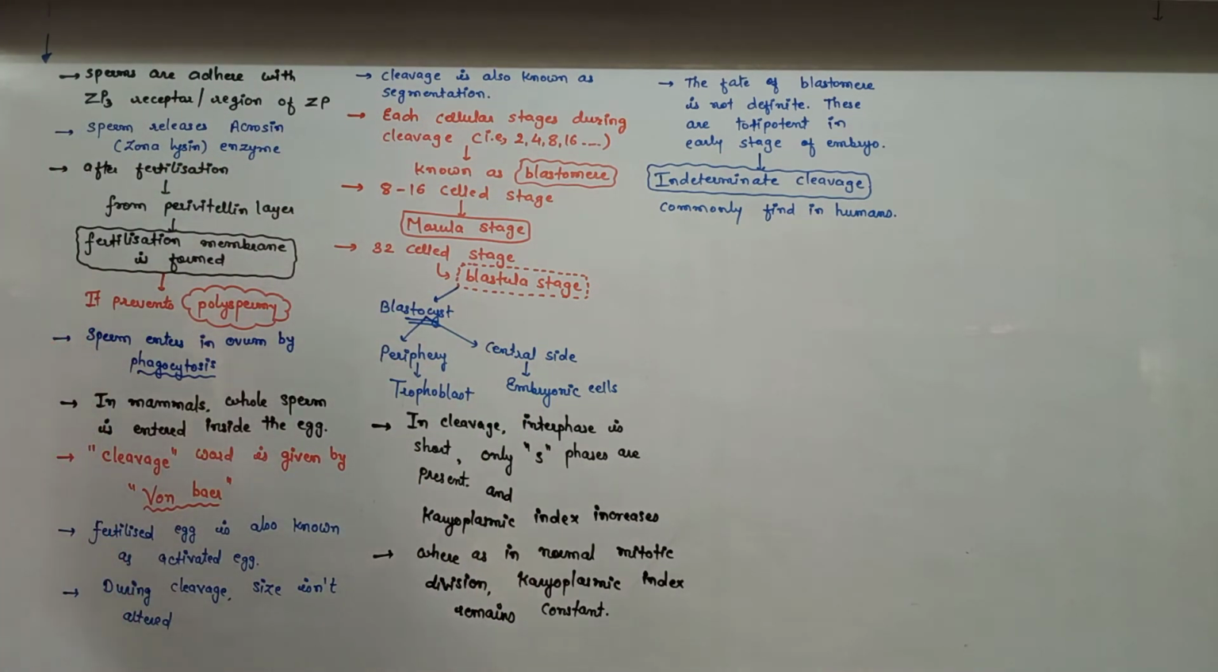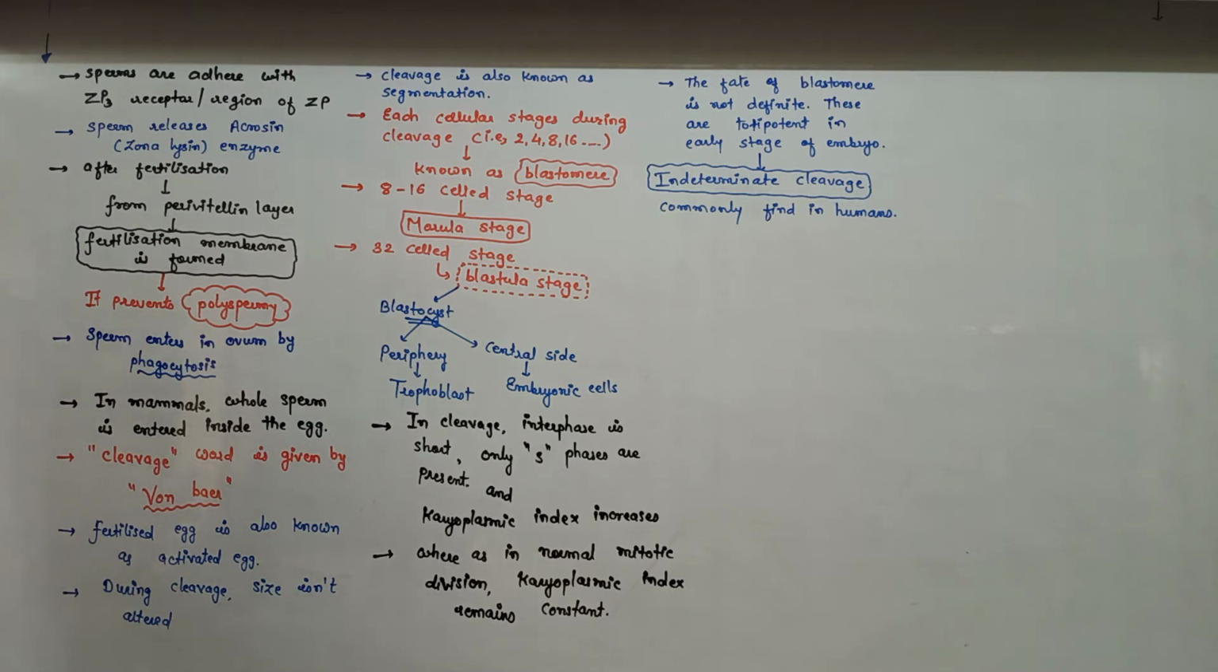The fate of the blastomere is not fixed, not determinate, not definite. It means that from the blastomeres, which part of the body is formed is not definite. These are totipotent in the early stage of the embryo.